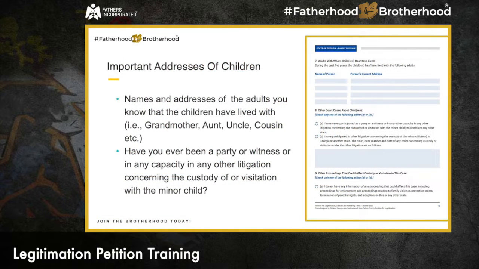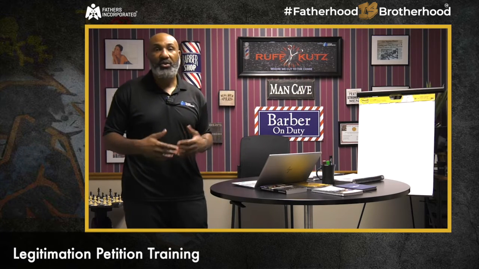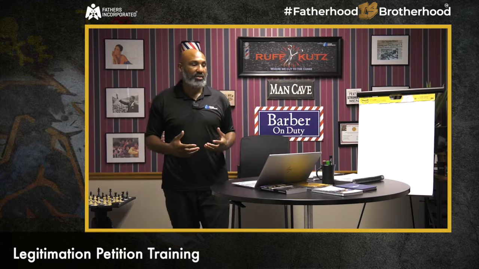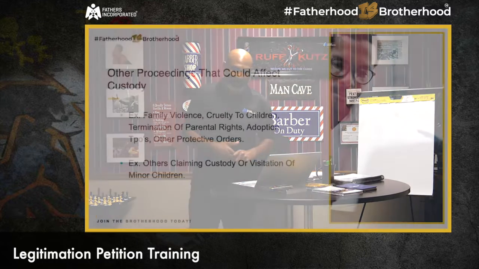All right, important addresses of children. Names and addresses of the adults that the children have lived with, like a grandmother, an aunt, an uncle, a cousin, etc. Have you ever been a party or a witness or in any capacity in any other litigation concerning the custody of or visitation with a minor child? So they want to know if you've been in any other custody battle with your children, right? So you want to make sure that you're open and honest, transparent, and plug in all that information on this page.